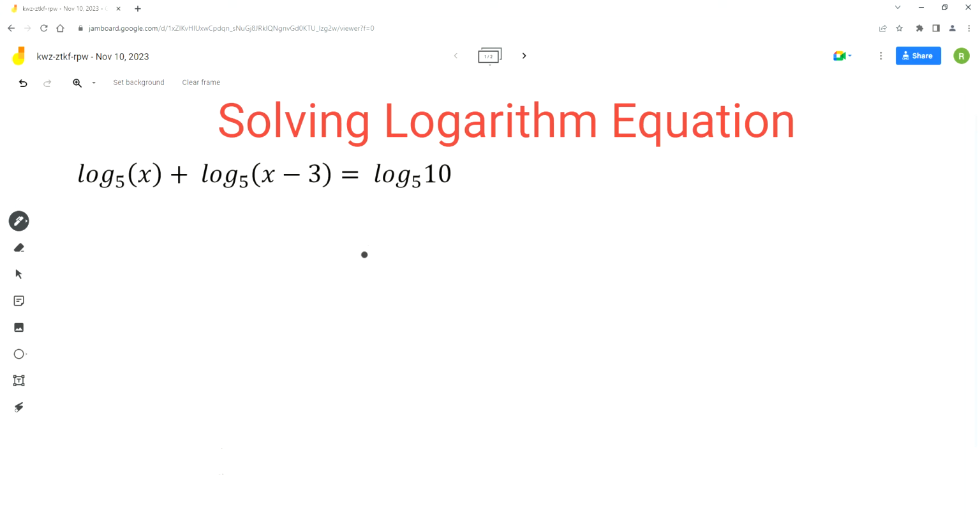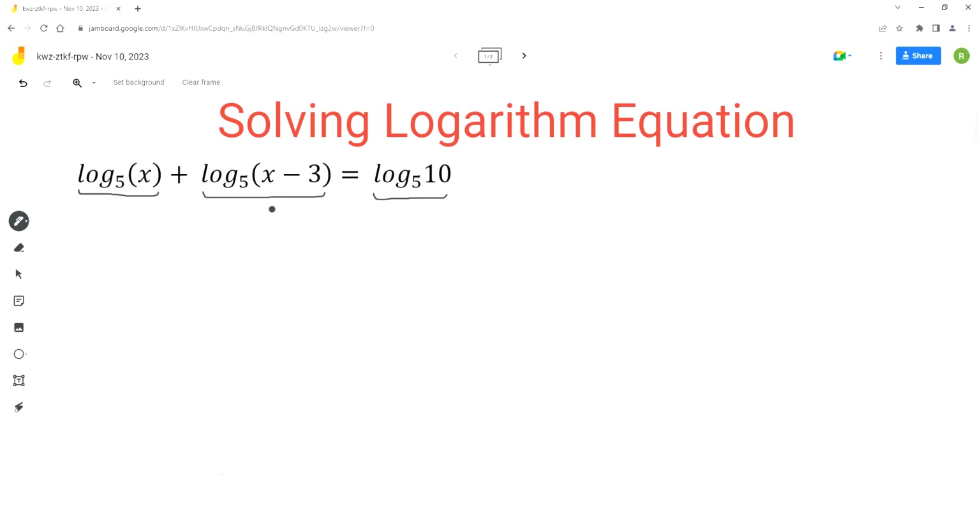In this log equation, there are three log terms. So this is the first log term, then there's the second log term, and then there's the third one on the other side of the equation. Now we have to solve this equation. That means we have to find the value of the variable in this equation. And the variable in this equation is x. So we have to isolate x and find its value.